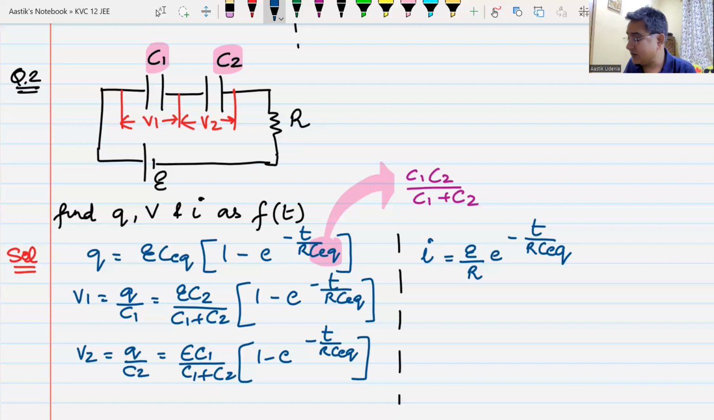If I may ask, the last question that could be asked: what is the potential difference across the resistor as a function of time? Can anyone tell me that? VR.